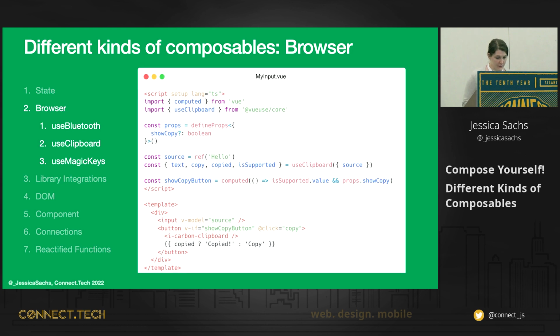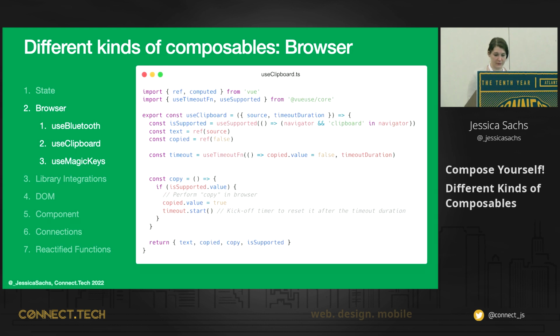So the code for use clipboard, dumbed down, looks a little bit like this. There's a use supported bit inside of Vue use core. That's a composable that wraps in a, I believe, client-only detection mechanism. So basically, you can ask for things that are on window, and it won't throw exceptions inside of Nuxt. That's the TLDR there. It also has that use timeout function, so you can compose your composables together.